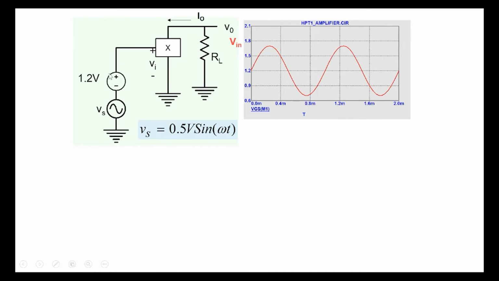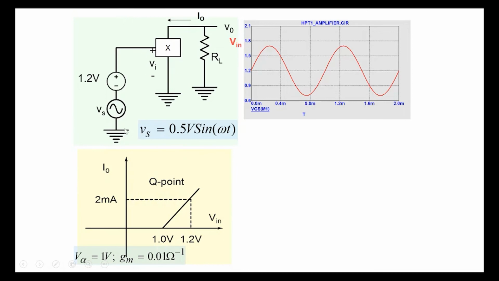Let's apply our signal now. The total input voltage is shown over here. When you don't apply any signal, of course the voltage is 1.2 volt. When you apply a signal of 0.5, it will go from 1.2 to 1.2 plus 0.5, so 1.7, and 1.2 minus 0.5, so it goes to 0.7. So it goes to 1.7 and goes down to 0.7. That's the input voltage.